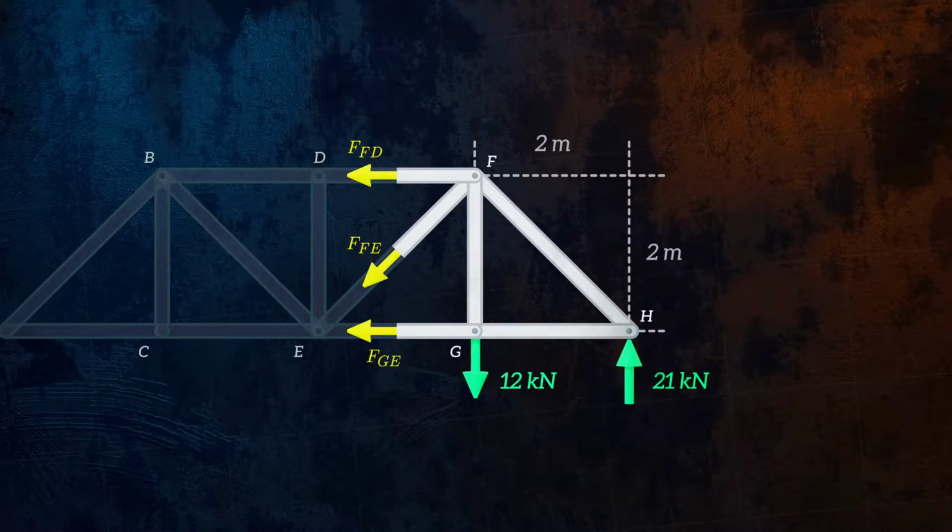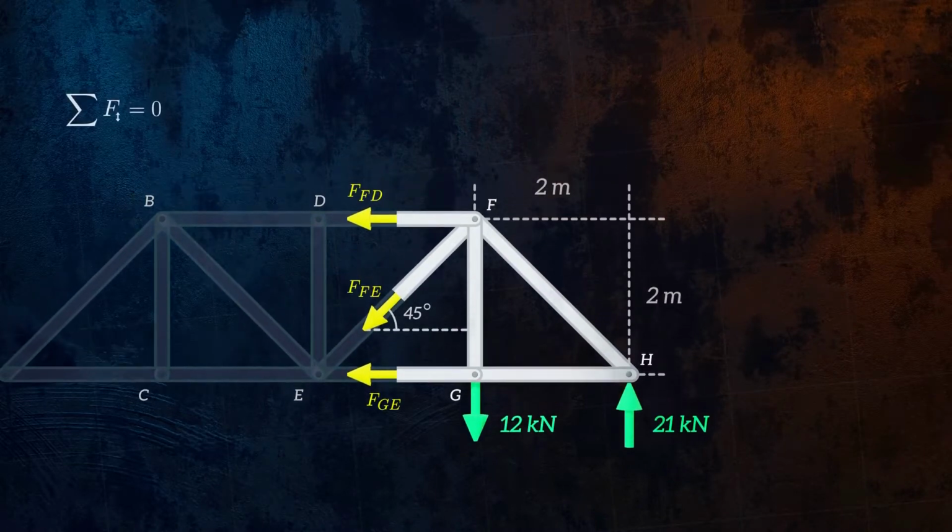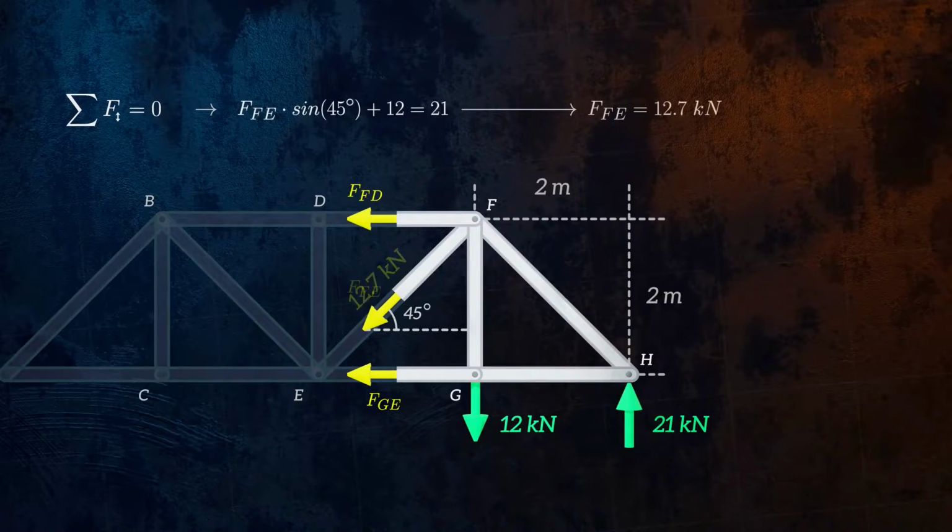Next, we just need to apply the equilibrium equations. The force in member FE is the only unknown force with a component in the vertical direction, so that's a good place to start. The diagonal members are all at 45-degree angles, so by considering equilibrium in the vertical direction, we get that the force in member FE is equal to 12.7 kilonewtons.